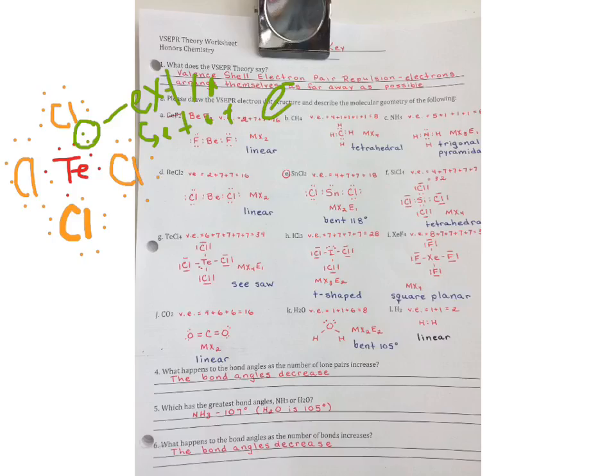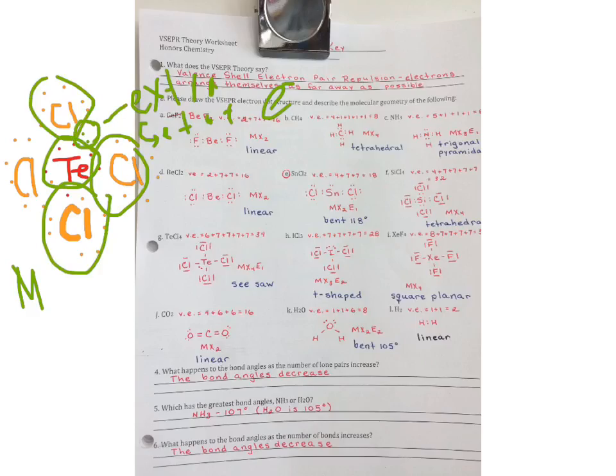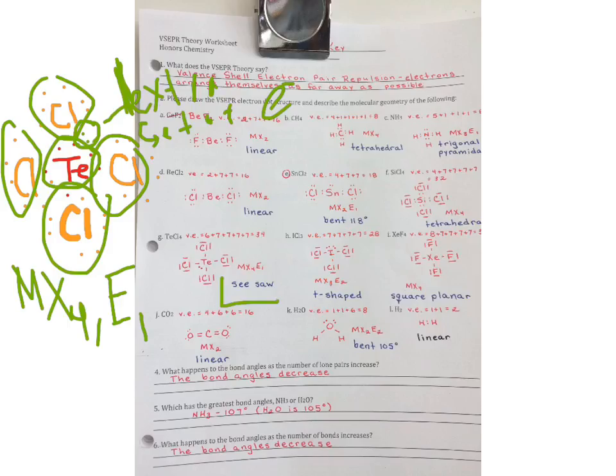Okay. So basically what you can do, before you even do this whole process, you can write the equation. So you have Te, which there's only one, so M. You have 4 X's, because those are the outsides, which are Cl, so you have X4. Now you know you have one extra set of electrons, so you go E1, and you go to your little table, and you see seesaw.